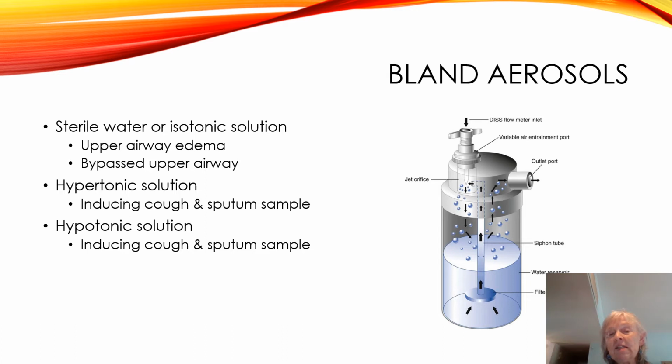So the question is then, why do we use any of these? We can use an isotonic, hypertonic, or a hypotonic solution to try to induce coughing in our patients and try to produce a sputum sample. When we give a hypertonic or hypotonic solution to the patient, very irritating. And these patients a lot of times will start coughing, which is what we'd like them to do. On occasions, though, they may start wheezing, and I'm going to address that in just a moment here.